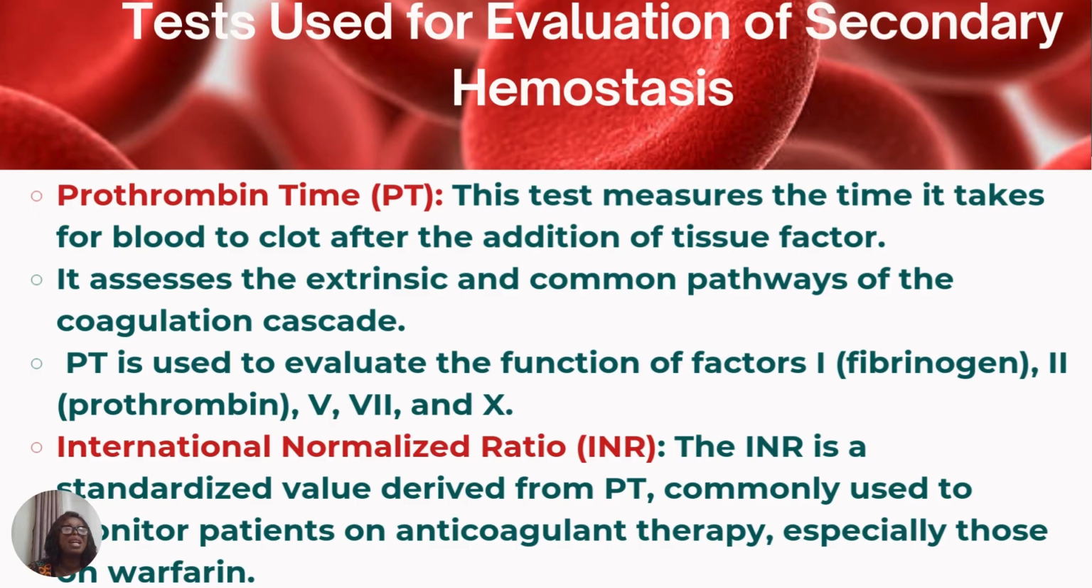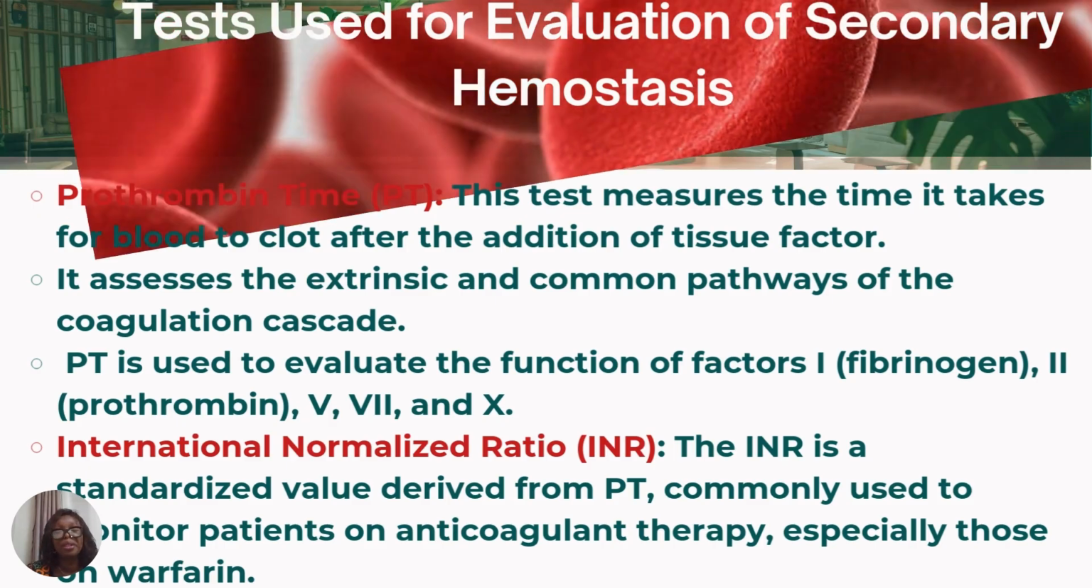We have another test that is linked to the prothrombin time test, what we call the international normalized ratio, INR. The INR is a standardized value derived from PT, and it is commonly used to monitor patients on anticoagulant therapy, especially those on warfarin.